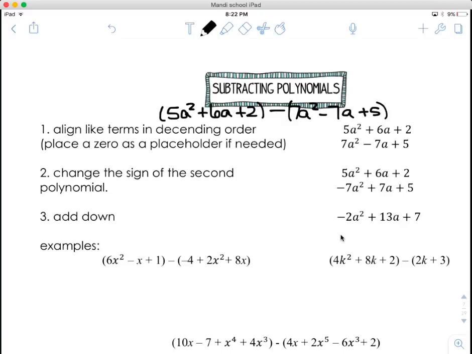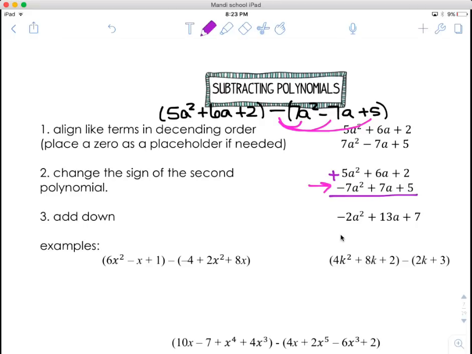So once again, we want to line these up just like we did before in descending order. And thankfully, these are both in descending order. And then the second step is that you change the sign of the second one. So if you look at this one right here, I started off with 7a squared minus 7a plus 5. I now have -7a squared plus 7a plus 5. That's because I distributed this negative sign. That's a -1, and I distributed that, and that's how this changed sign. That's how you get rid of the subtraction sign to get it back to adding. Because once you change the sign right here, then you can add down.